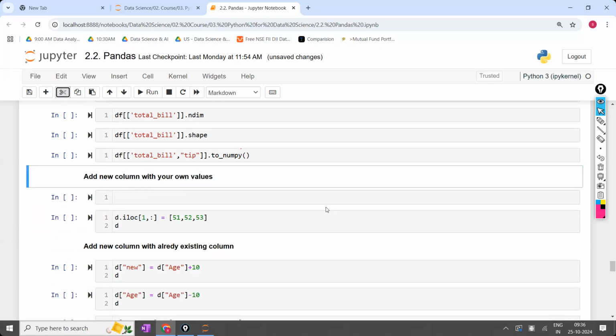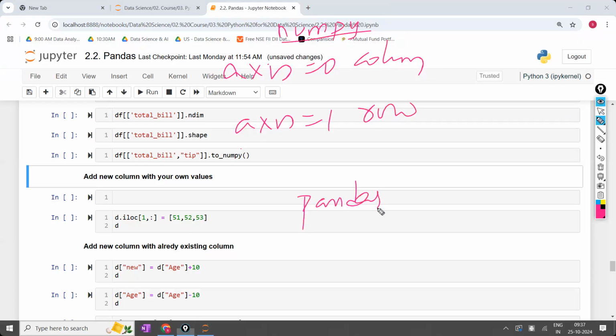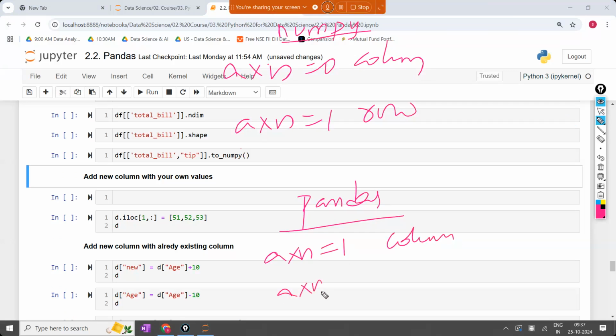Rows. Axis 0 is rows. Axis equal to 1 is columns. In pandas, it is opposite to NumPy. In NumPy, axis equal to 0 means column and axis equal to 1 means row. This is for NumPy. For pandas, it is opposite: axis equal to 1 indicates column and axis equal to 0 indicates a row.